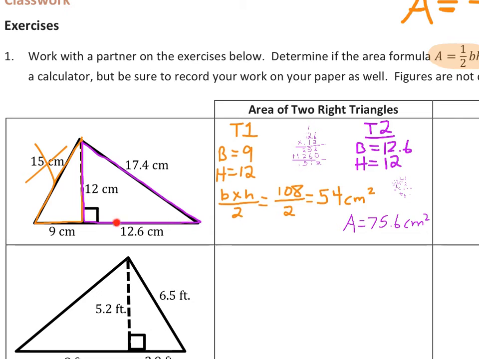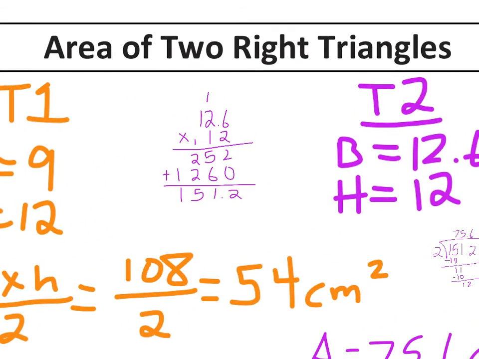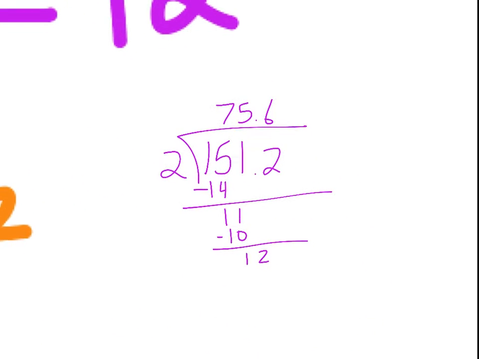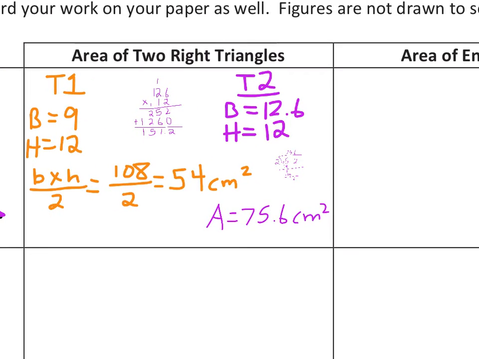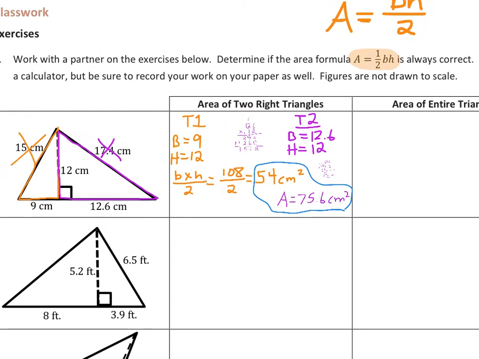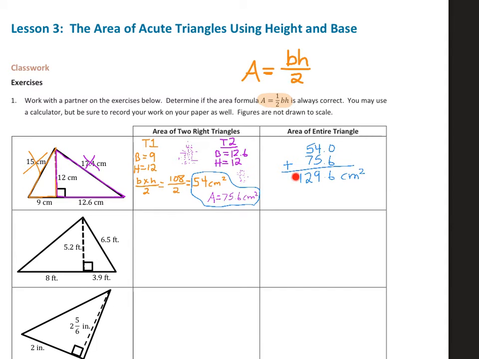Now for this side, our base is 12.6 and our height is 12. Obviously the total base would be those two combined, so we need to recognize that this 17.4 is irrelevant and doesn't matter. We're going to multiply 12.6 times 12. That's 151.2. Then we divide that by 2 and get 75 6/10. So now you can see we have the areas of the 2 triangles that we made out of the original triangle. What do we have to do with those numbers to find the area of the entire triangle? Add them together. When we do that, you get 129 6/10 centimeters squared as the entire area of the triangle.